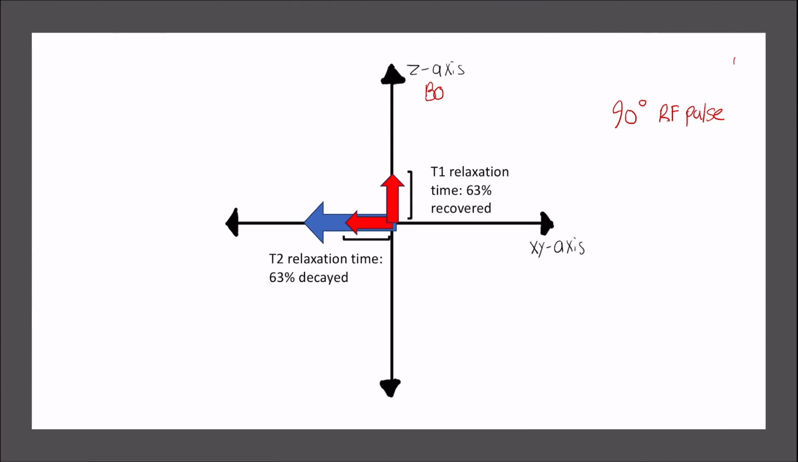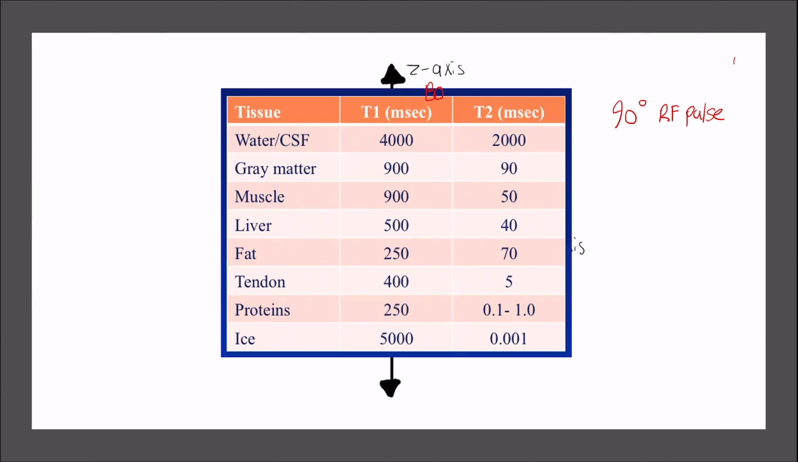So here you can see that we have a table that, for example, shows cerebrospinal fluid has a T1 of 4000 and a T2 of 2000, and when comparing that with gray matter, for example, it has a lower T1 and also a lower T2. So therefore we can differentiate, for example, between water or cerebrospinal fluid and gray matter, which makes it easier to show up in the image that we want to see.